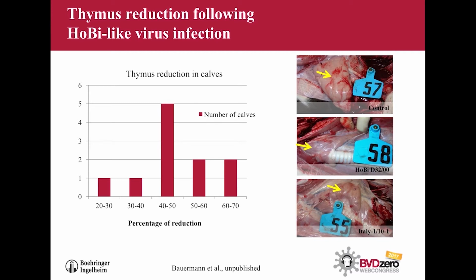The next slide just shows you, in this case it was an experiment we did with Hobi-like virus, just showing you can visually see that the thymus is much smaller in animals that have been infected. And then the graph shows you that there's quite a bit of variation in animal-to-animal response. All animals show damage, but some animals show more damage than others. Once again, as I spoke a little previously in this talk, there is some animal-to-animal variation in the immune response, either to vaccination or infection with a virus that attacks the immune system, such as BVD.